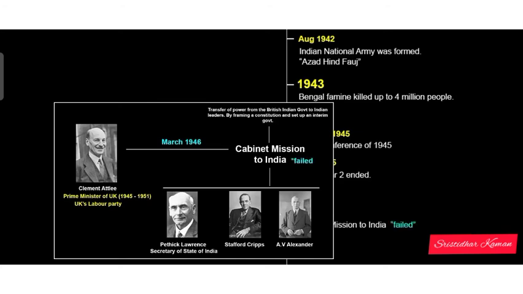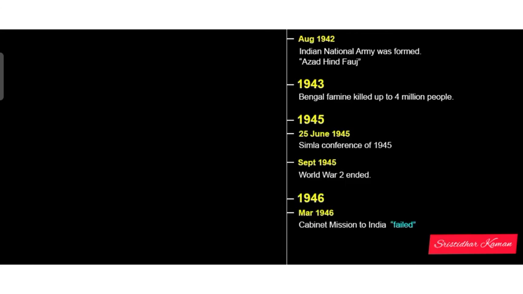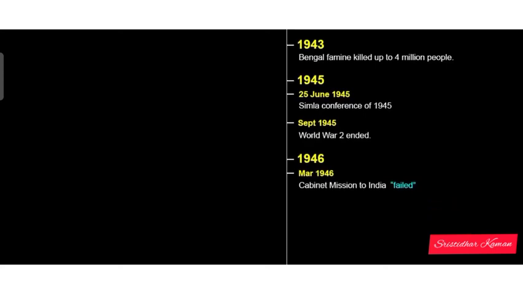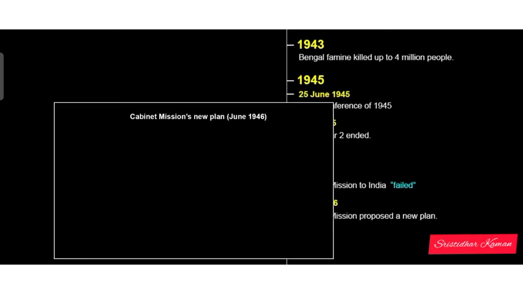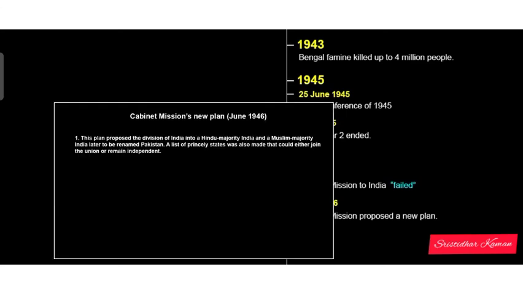Even the cabinet mission failed because the Muslim League and the Congress could not settle their differences. Both parties had many ideological differences and could not find common ground. Since the plan was not accepted, a new plan was proposed by the mission in June 1946. This plan proposed the division of India into a Hindu-majority India and a Muslim-majority India, later to be renamed Pakistan. A list of princely states was also made that could either join the Union or remain independent.